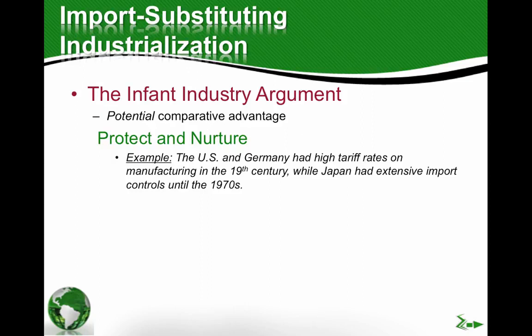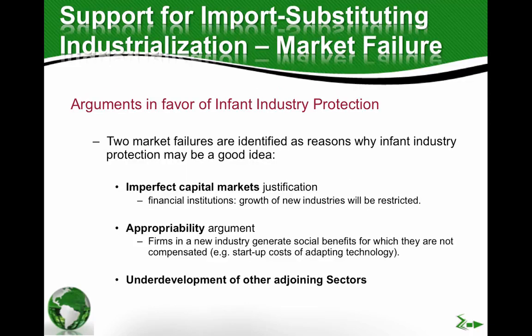You expect your industry to have a potential comparative advantage that it would reach sometime in the future, but right now it is in the infancy stage and needs to be protected and nurtured. There has been success with the infant industry argument, mainly with the US and Germany that adopted this in the 19th century. Also, Japan had extensive import controls for a long time as well. And seeing the success of these countries, a lot of developing countries started protecting their manufacturing sectors. Right? So there have been arguments in favor of infant industry protection.